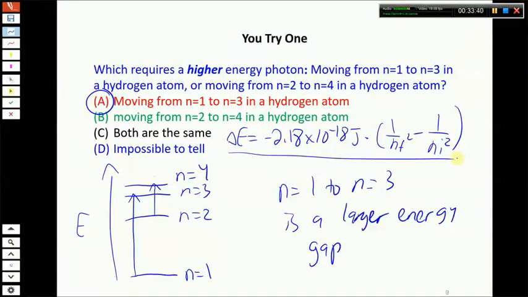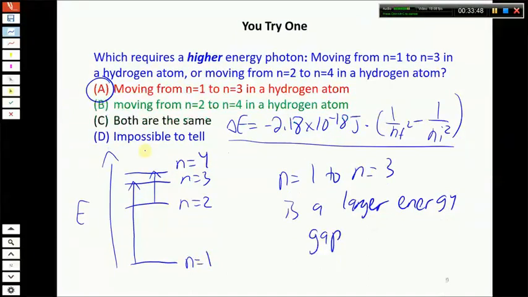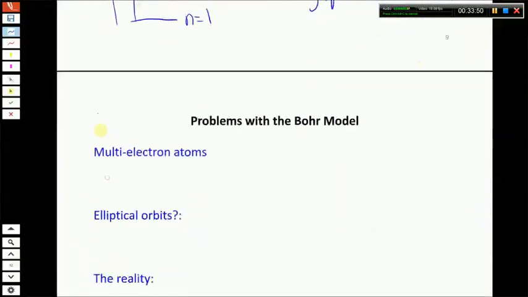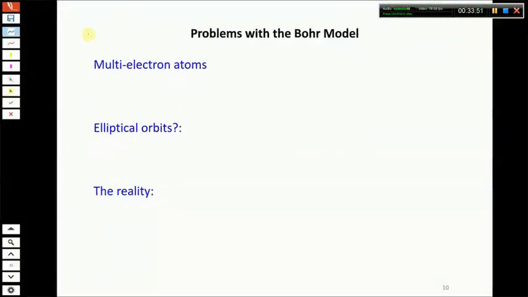Any questions on those before I move on? Any concepts or parts of those problems that don't make sense at this point? Alright, if not, we're gonna plug forward and talk about now some of the problems with the Bohr model.